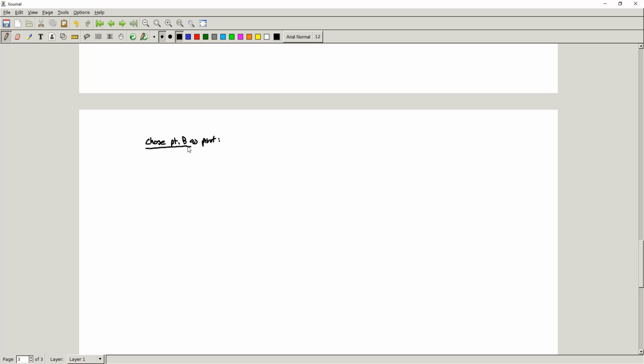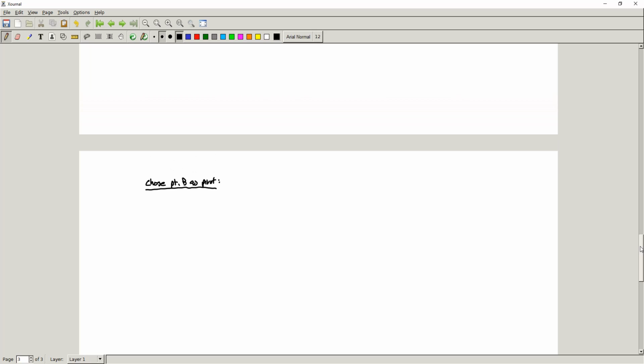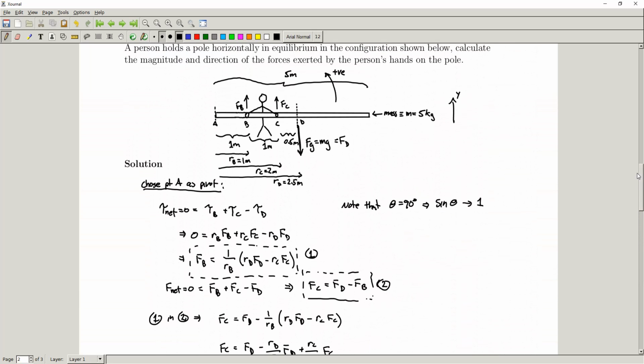Okay, so if we choose point B as our pivot, let's take a look at what happens up here in the drawing. If we choose point B, then obviously our R values are going to change, right? Because we've shifted our pivot over.